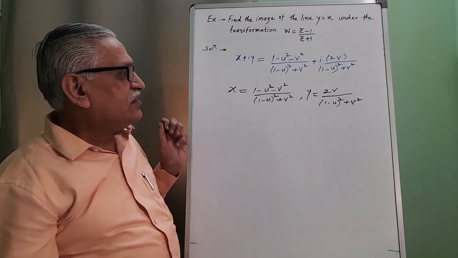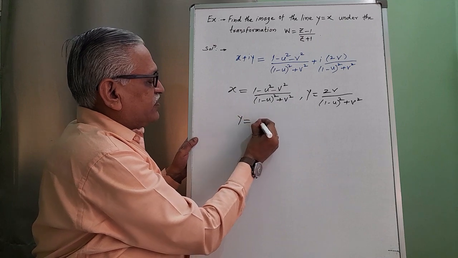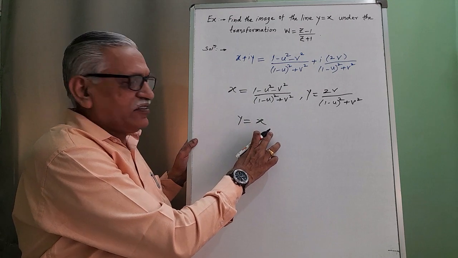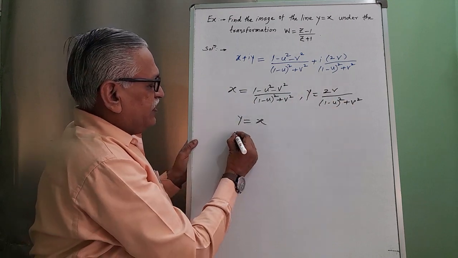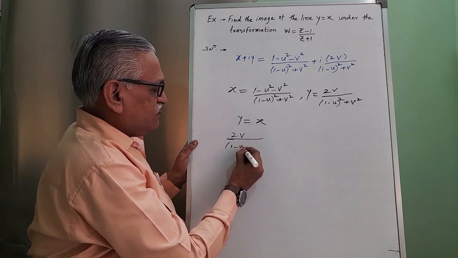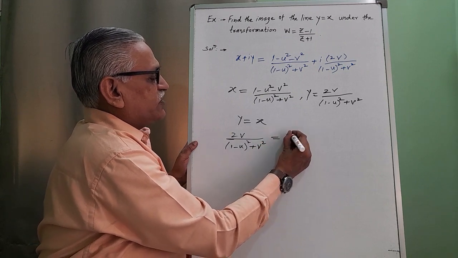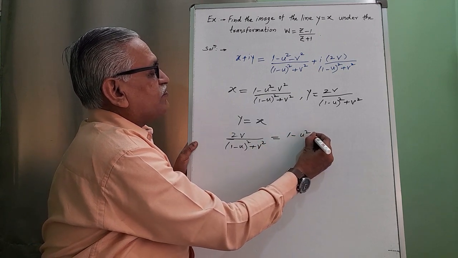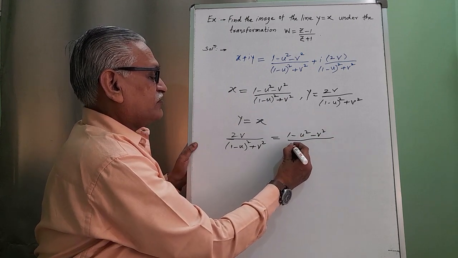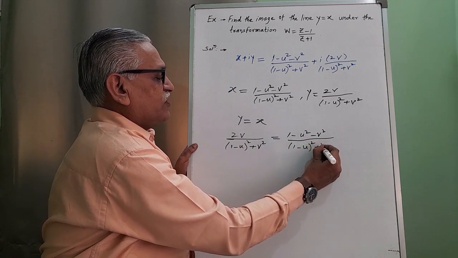And then we have to obtain the image. Therefore, the line is y is equal to x. Substituting the values of y and x here, we get y means 2v divided by 1 minus u bracket square plus v square, and that is equal to x. X means 1 minus u square minus v square whole divided by 1 minus u bracket square plus v square.